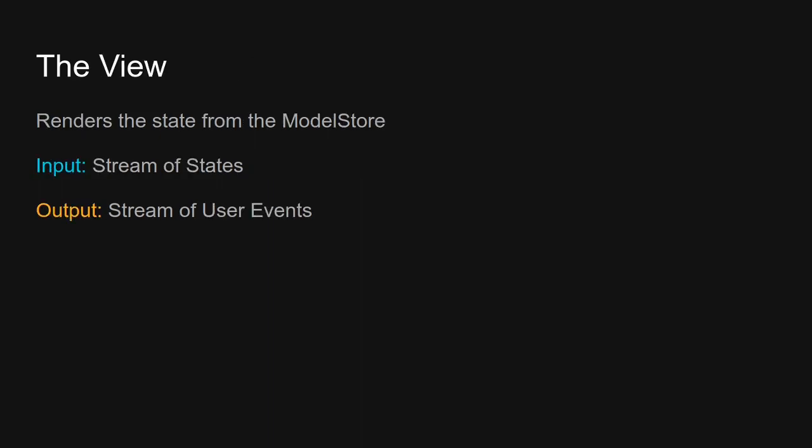The third we have is the view. So the view's job is to render the state and produce the UI events, or the user actions event, the user intentions event. So basically it consumes a stream of states and it outputs a stream of user events.